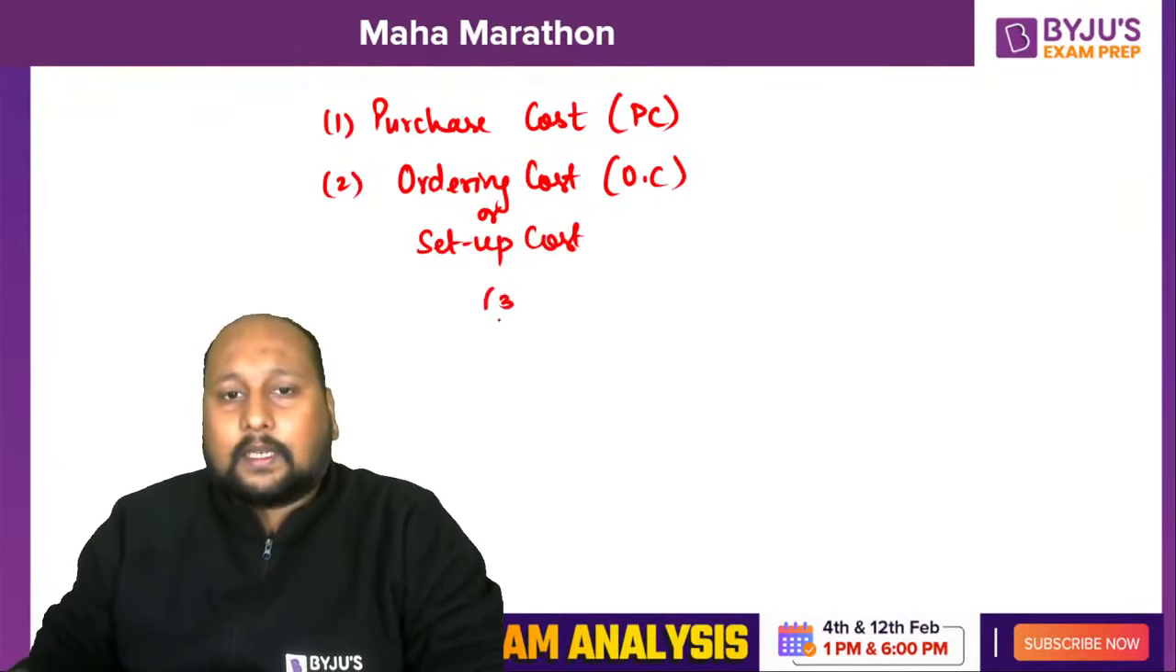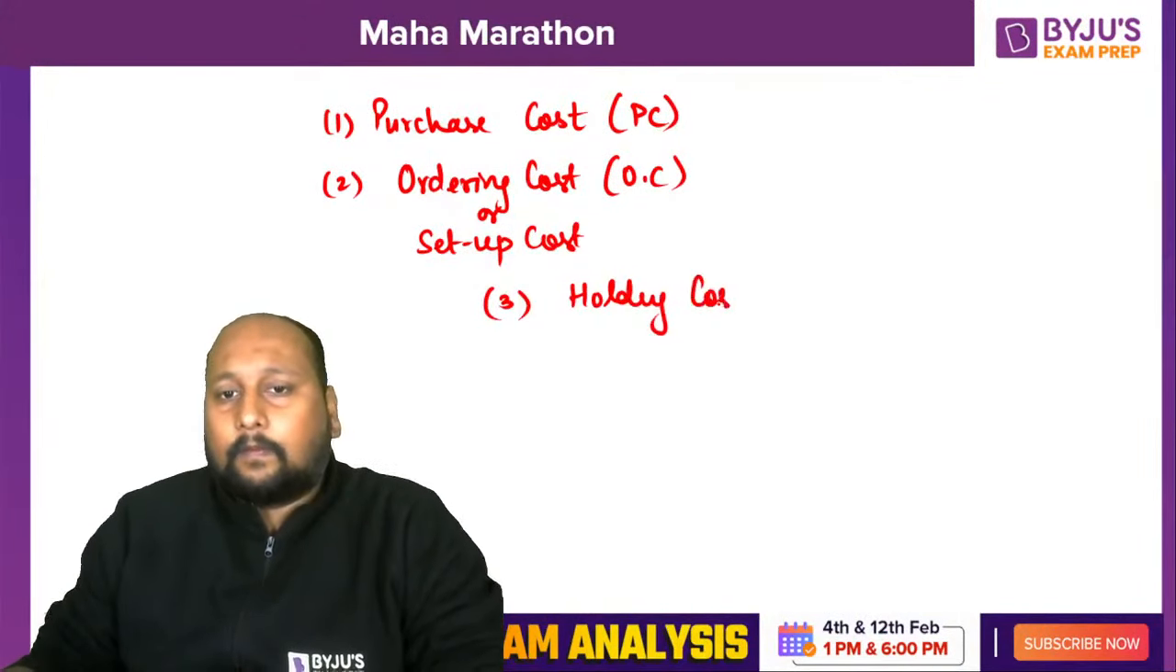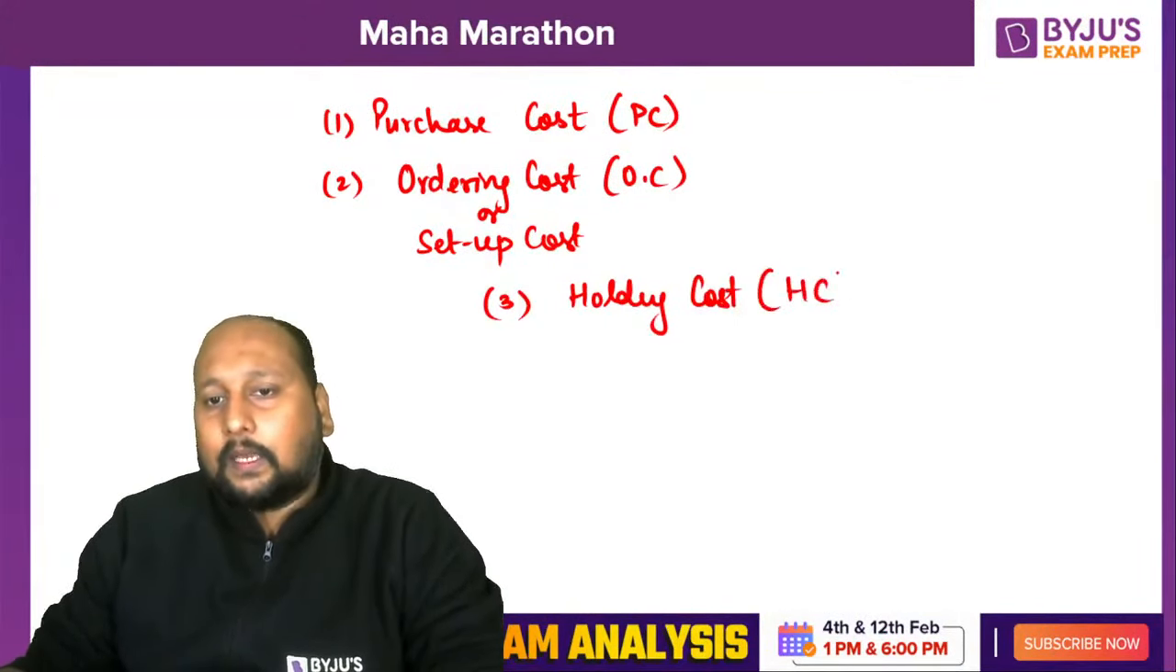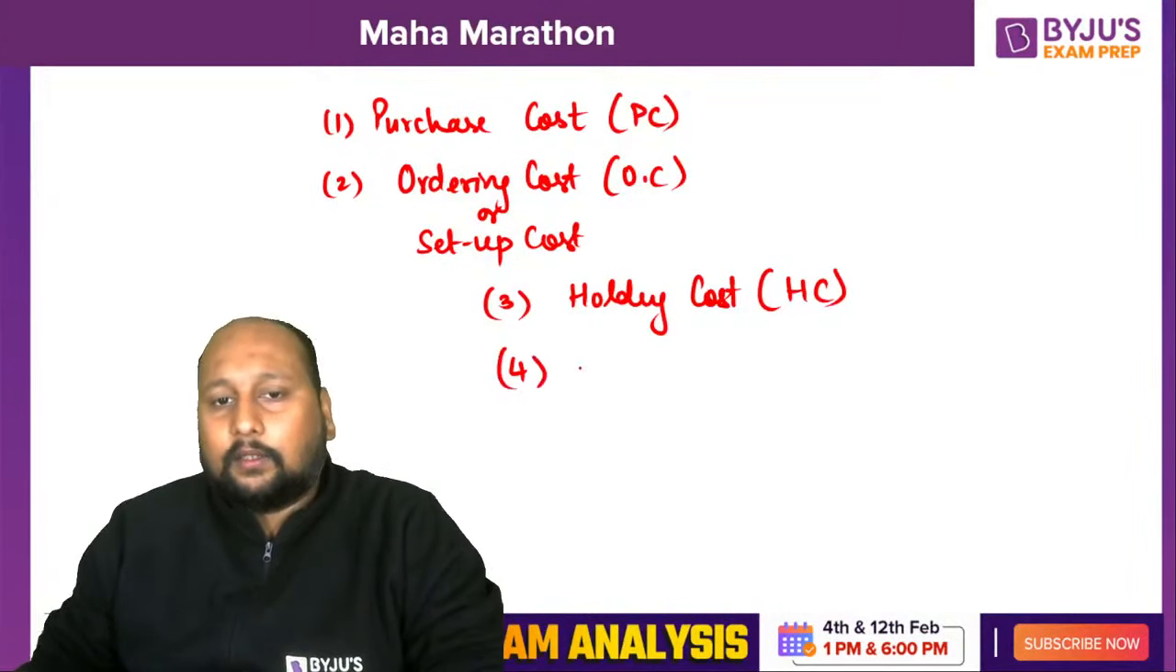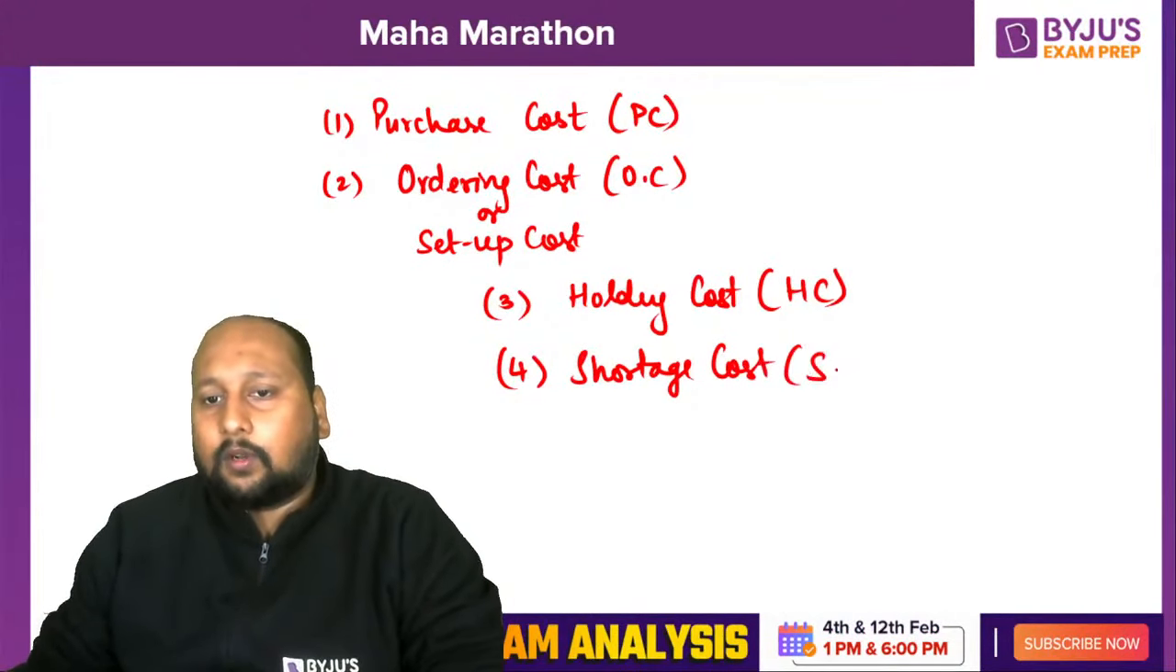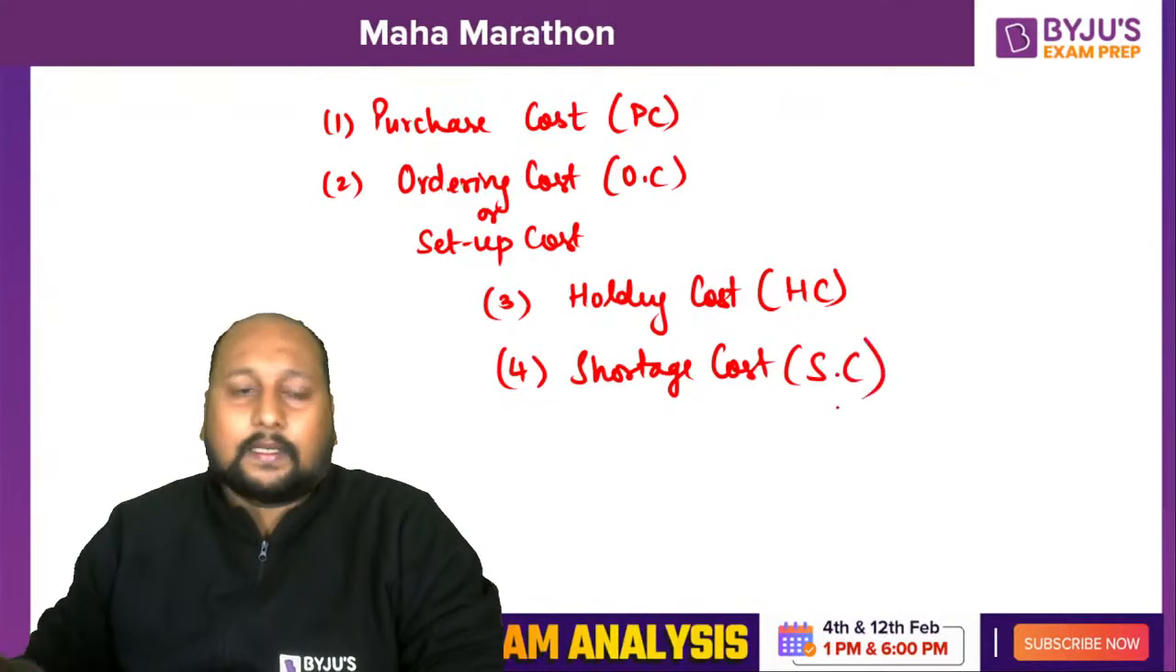Third that we'll be discussing is your holding cost, which we are denoting as HC, and the fourth one is the shortage cost. Okay, we'll be dealing with these different types of cost in our discussion.